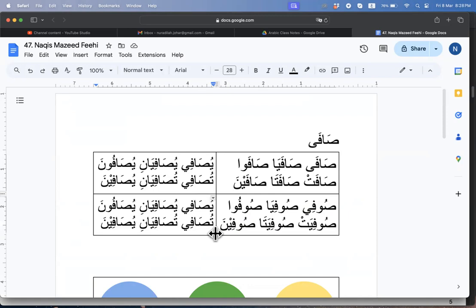Many u, I believe. This one is mansub, many u. This is many u. The madi majhul is many... this u, one. This one is many a. So one only: one u, then a a. If long, u a a a a.